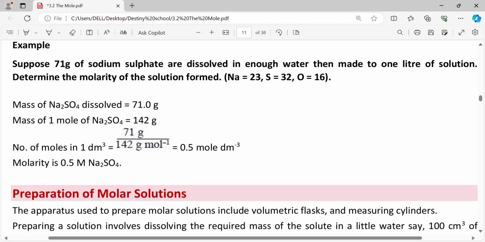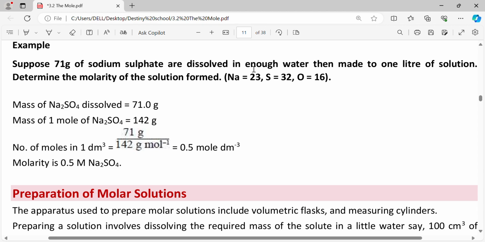So there's a question here that we can do together. Suppose 71 grams of sodium sulfate are dissolved in enough water, then made up to 1 liter of solution.